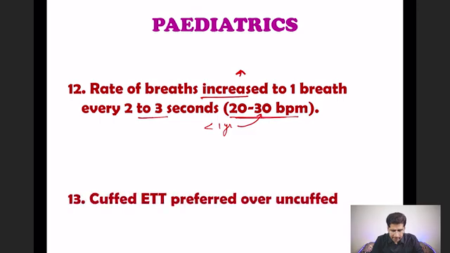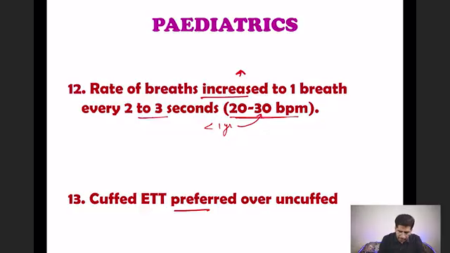Next update is cuffed endotracheal tube is preferred over uncuffed, whereas in 2015 they used to say uncuffed tubes are better because of subglottic stenosis. But now cuffed endotracheal tube is preferred over uncuffed.